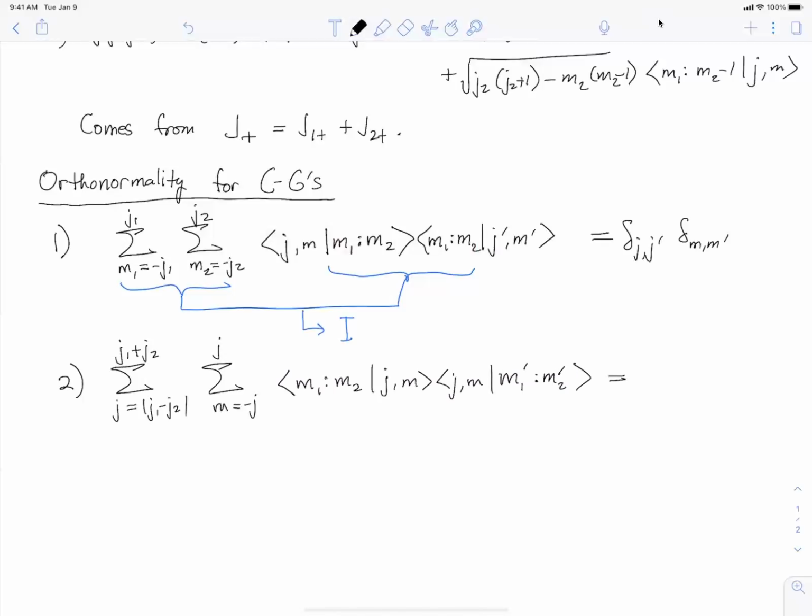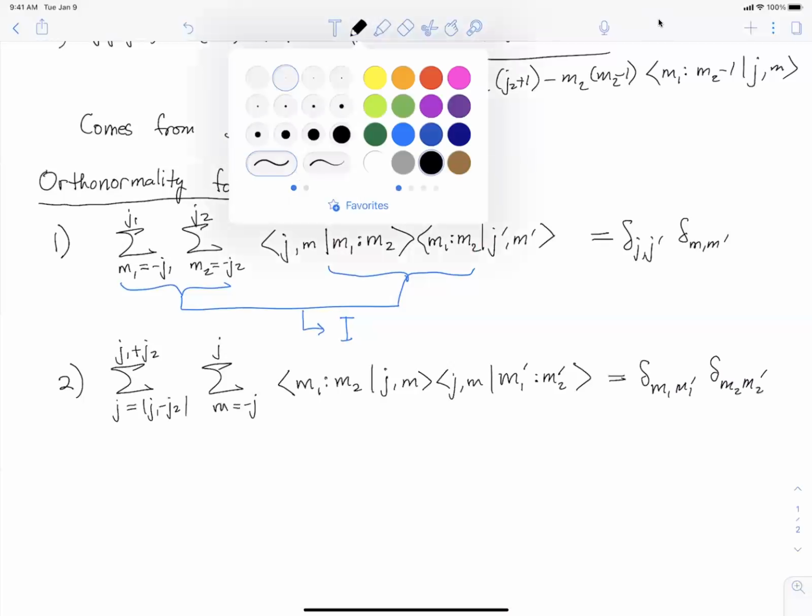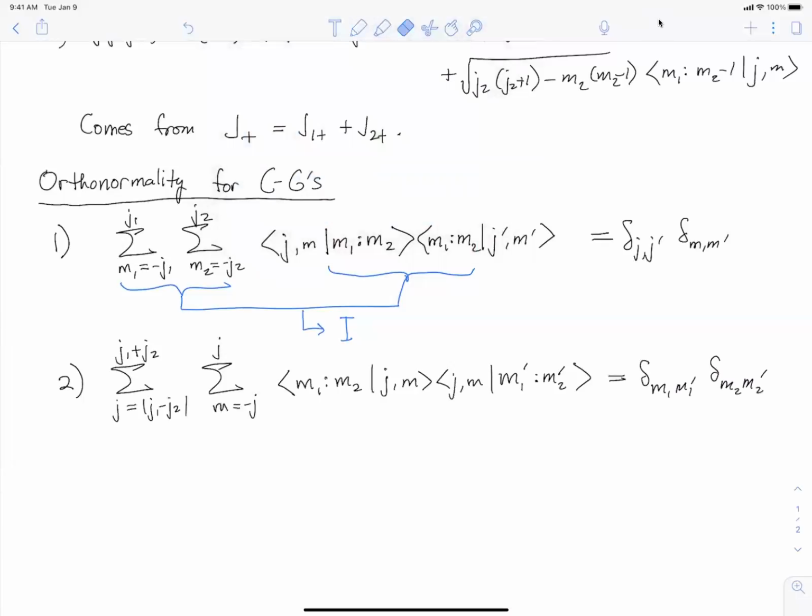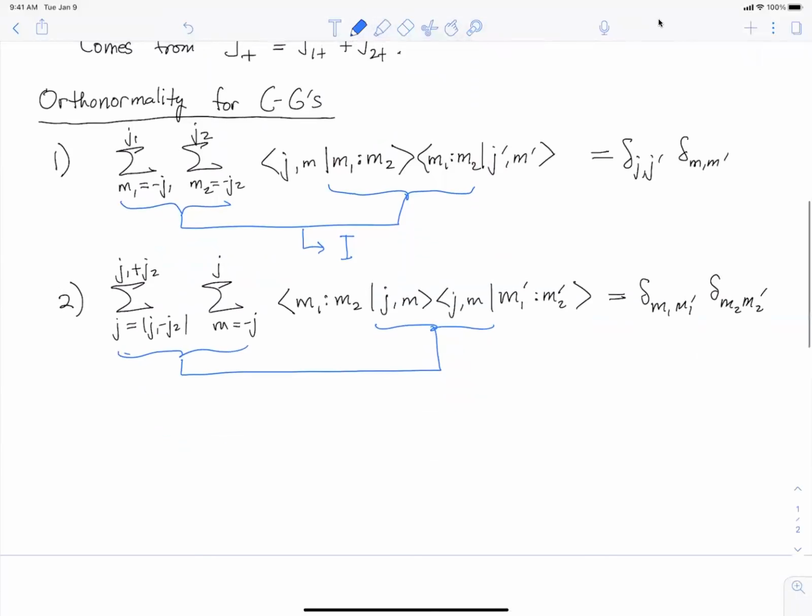Okay, and the statement is you get 0 for this unless they're the same. So this is delta M1, M1 prime times delta M2, M2 prime. And once again, we can see this just from the fact that all we've done is put in the identity operator by completeness. So the sum over this complete set of states is the identity operator, and then what's left over is just the orthonormality condition with these two states.